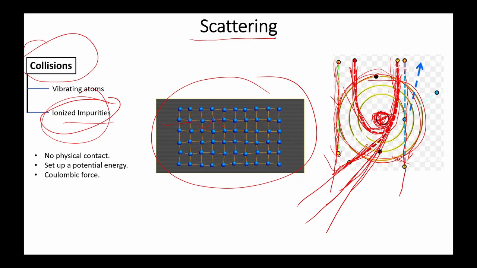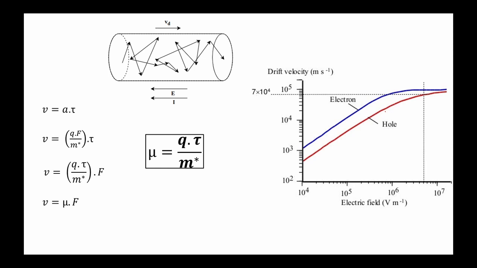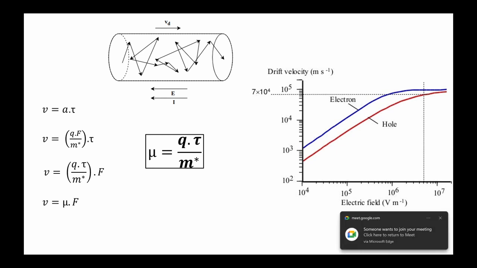Actually, this is not contacting with the nuclei, but the deviation itself is the scattering. So there is no physical contact between this electron and this nuclei or the atom. This atom sets up a potential, so because of that Coulombic force of attraction, this electron or hole is attracted towards the nuclei. Now we can derive the formula for the mobility.